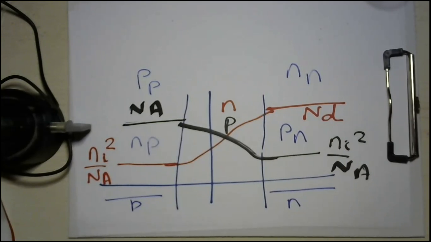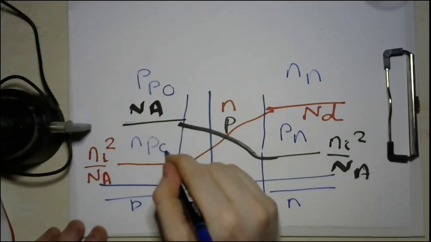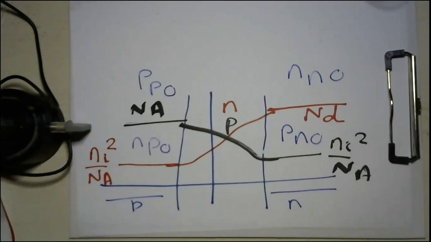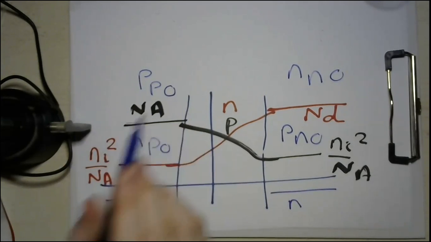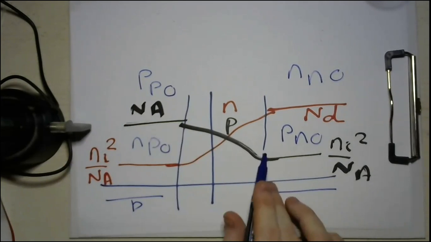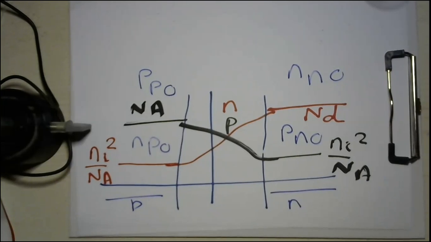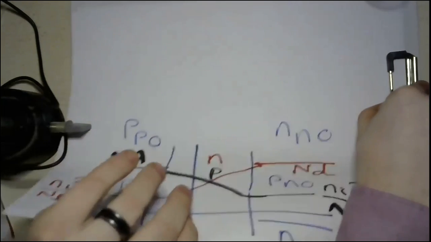And to state that this is under thermodynamic equilibrium, I will add a naught. So p_p0 means holes in the P region under thermodynamic equilibrium. p_n0 means holes in the N region under thermodynamic equilibrium, and so on. So this is a very important terminology. You have to know it very well because we are going to use it a lot. Okay, perfect. Let's turn back to our slides again.